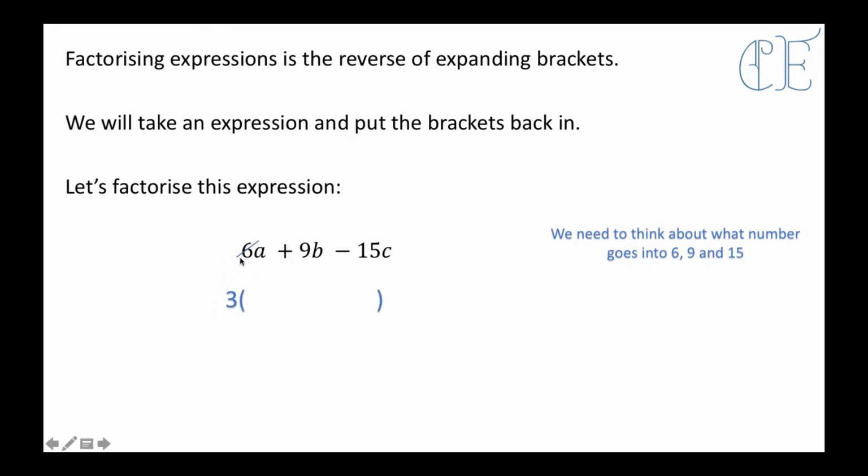So 6a divided by 3 is 2a. 9b divided by 3 is 3b. And 15c divided by 3 is 5c. So I still need to keep all my letters in there. So this is going to be 2a plus 3b minus 5c. Okay, it's only the numbers that I've divided by.